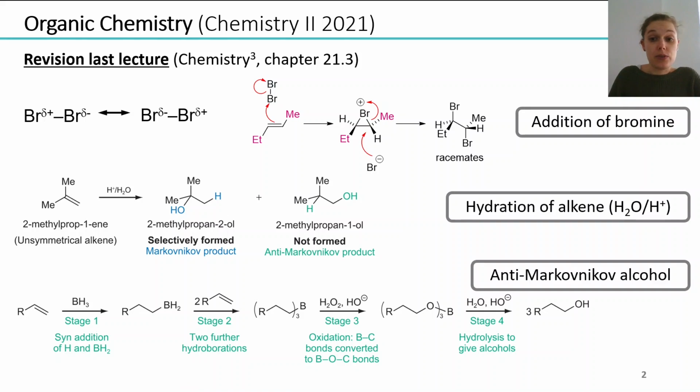These steps were, first of all, the hydroboration of the alkene. Then we did further hydroboration steps in order to end up with the trialkylborane. Subsequently, we did oxidation to produce the trialkylborate, and this reaction had to be under basic conditions. Afterwards, we did the hydrolysis of the trialkylborate, and then we formed 3 equivalents of alcohols, and this reaction again required basic conditions. So this is what we learned so far.